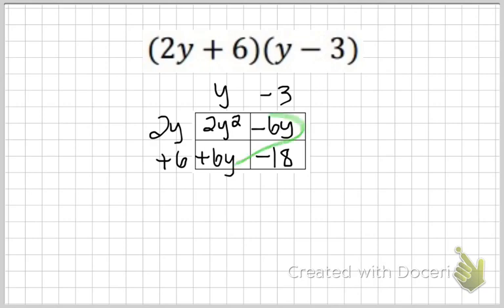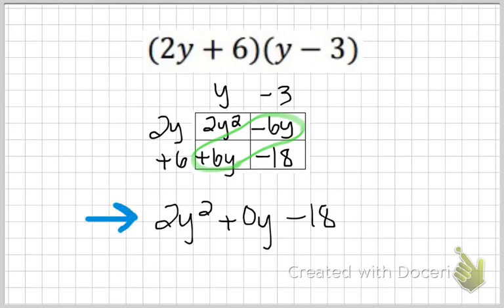Again, if you notice, diagonally, there's your like terms. So that's 2y squared. 6y minus 6y, well, if we do the math, those will give us a 0y. They cancel each other out. And then minus 18. Of course, you will never find your answer written in such way.